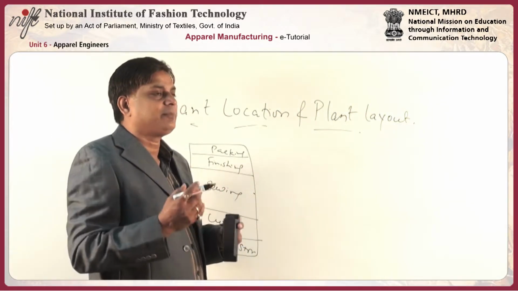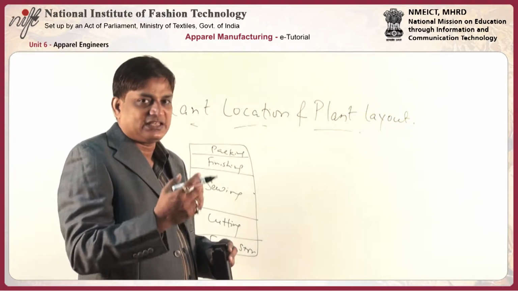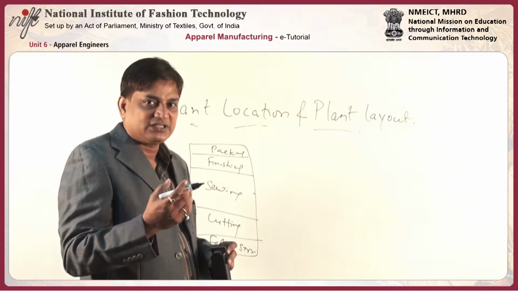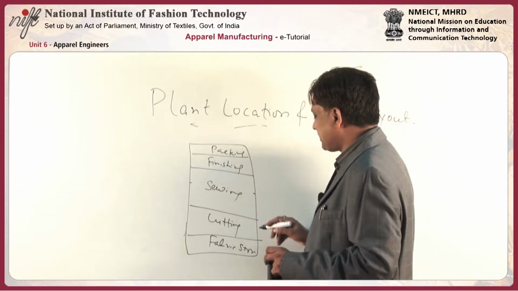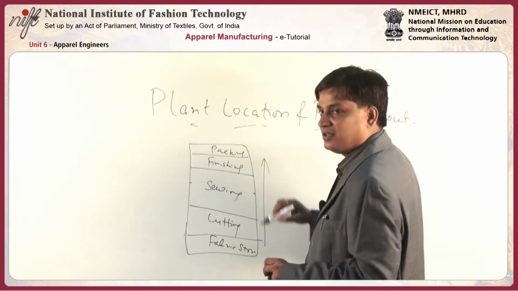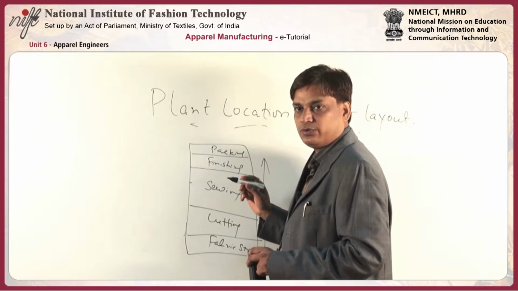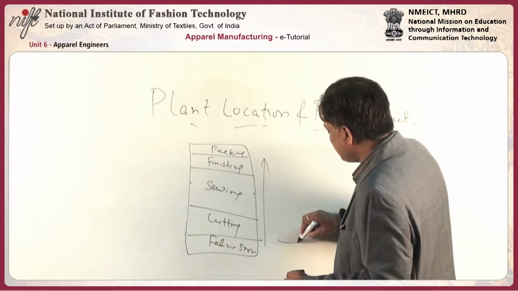So basically it depends on what the SOPs, the standard operating procedures, are for that particular product. Those things have to be taken into consideration. But what I just want to explain is that this is a part of the straight line layout. Then we have the U-shape layout.